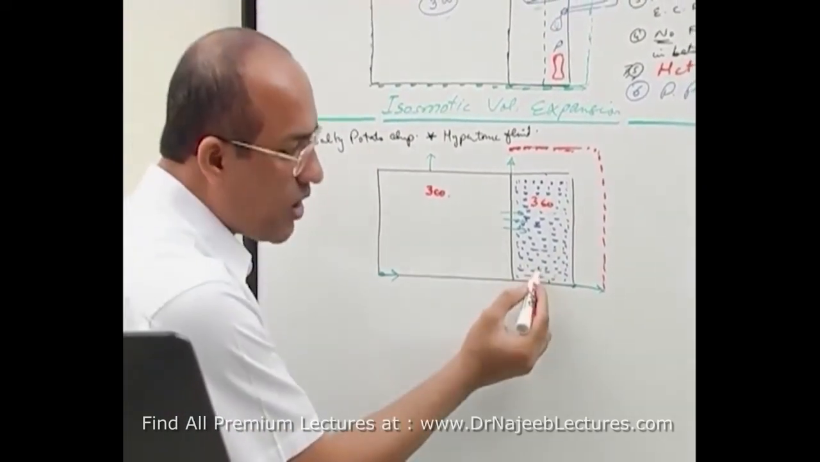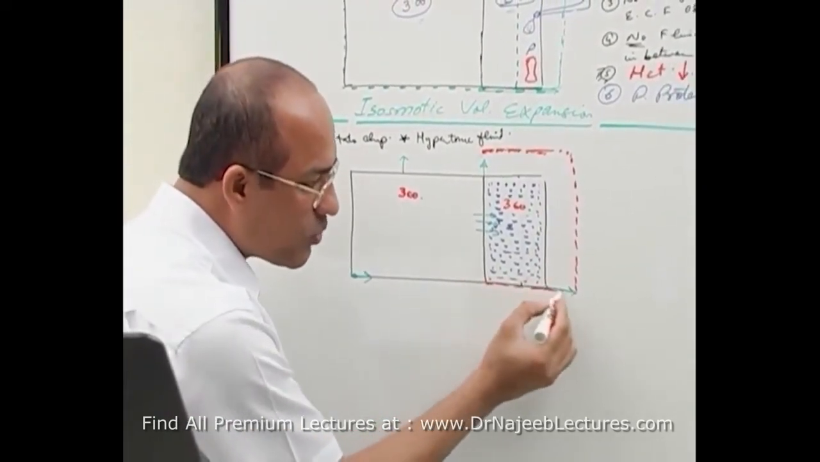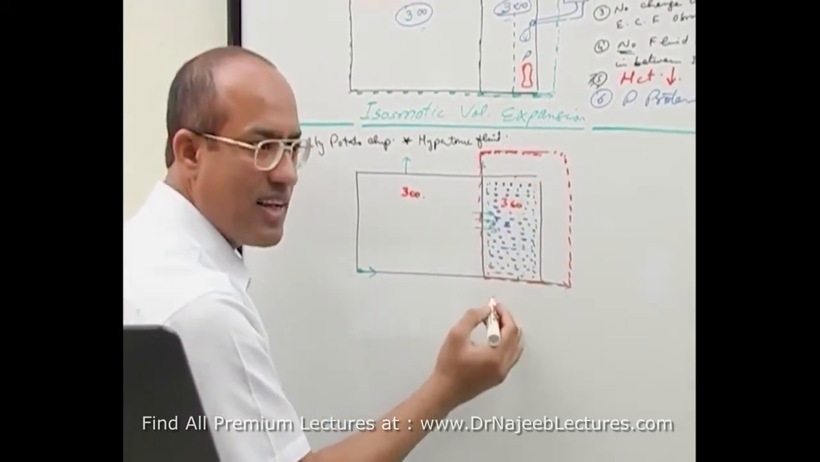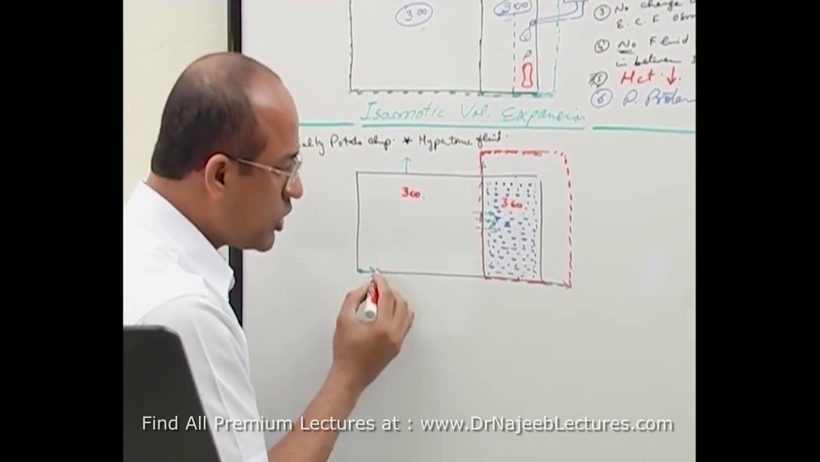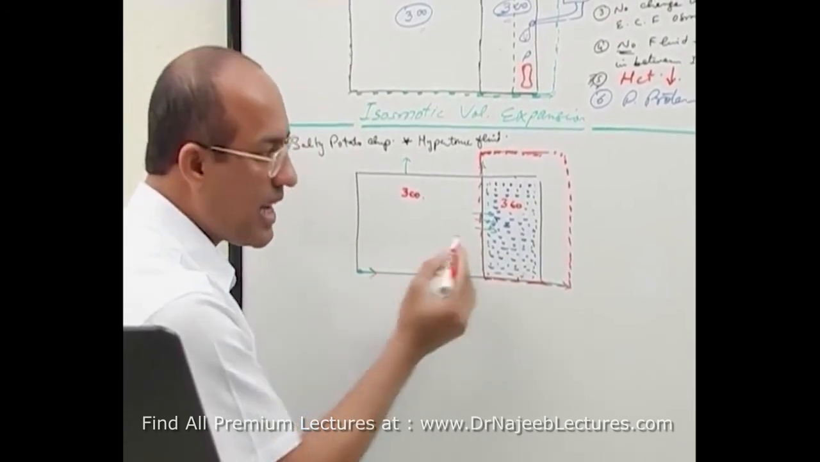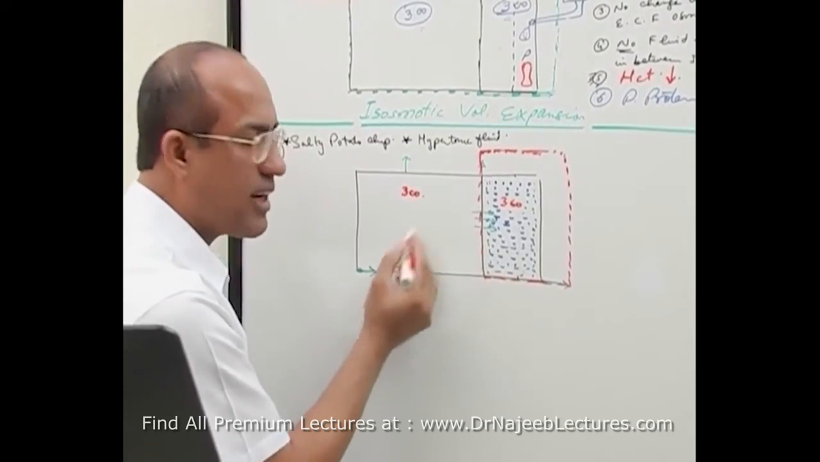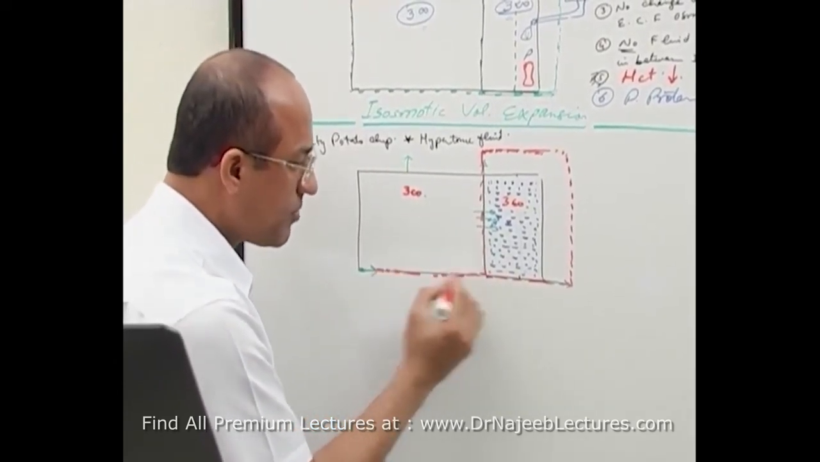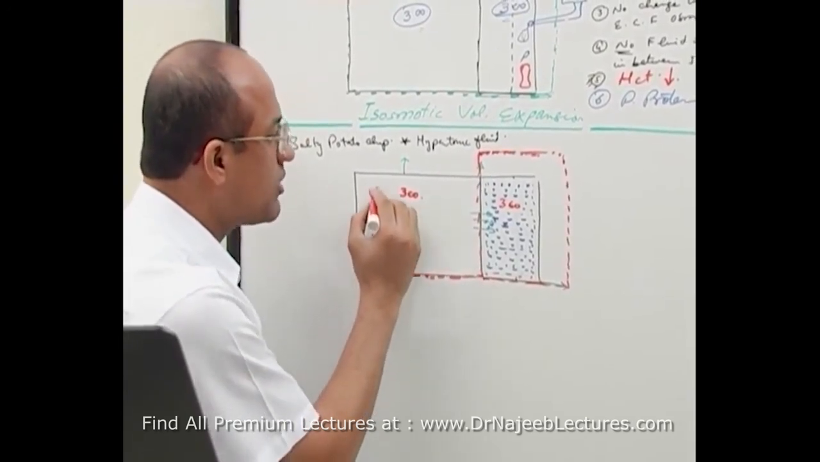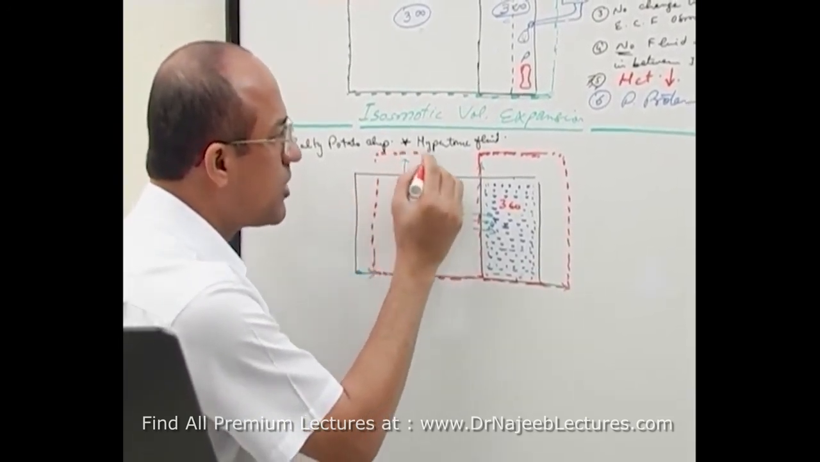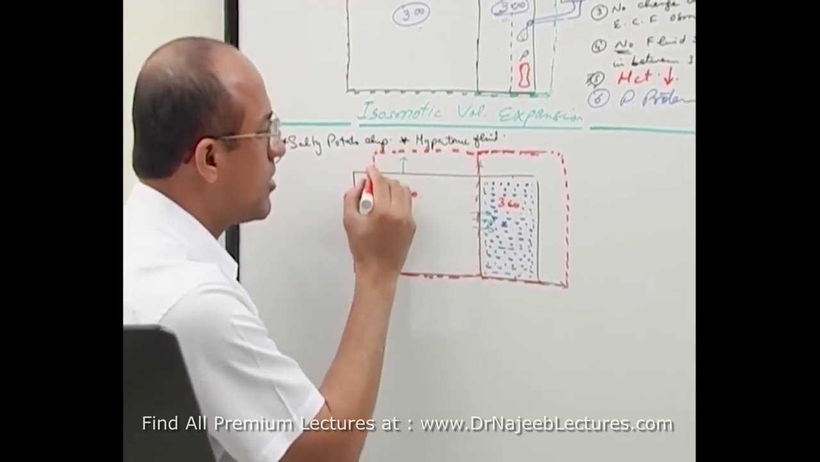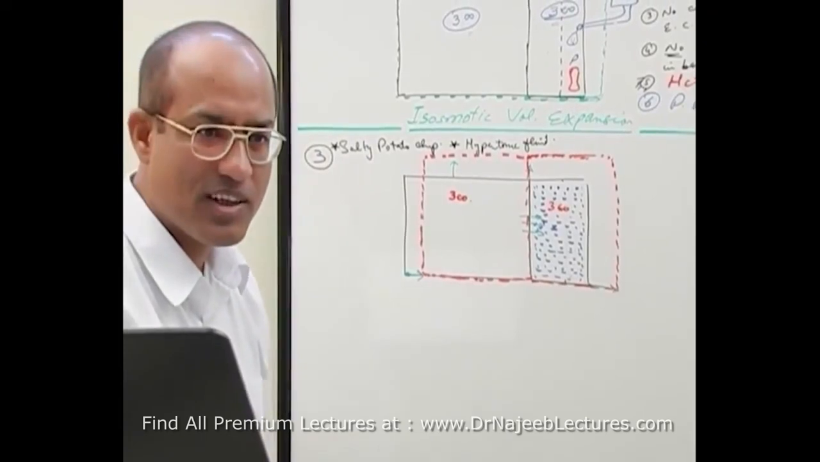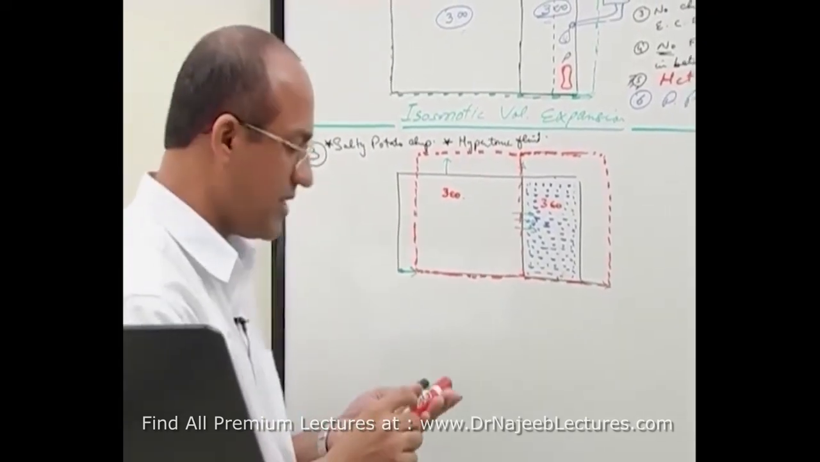Its volume will increase, so it has increased its volume, it has also increased its osmolality, and this side has reduced its volume, but as it is losing the water, its osmolality also becomes high. So it has reduced its volume, but eventually steady state will come, and both of them have the same osmolarity. Is that right? So what has really happened?